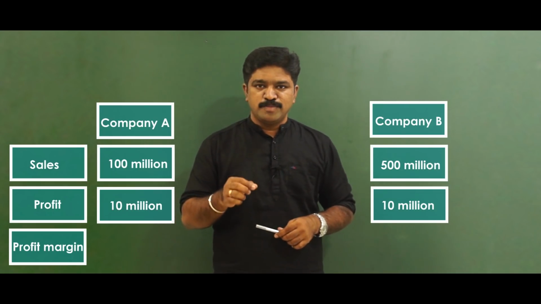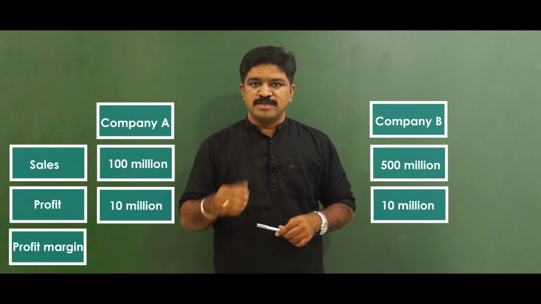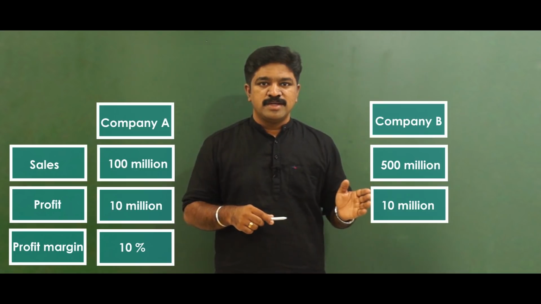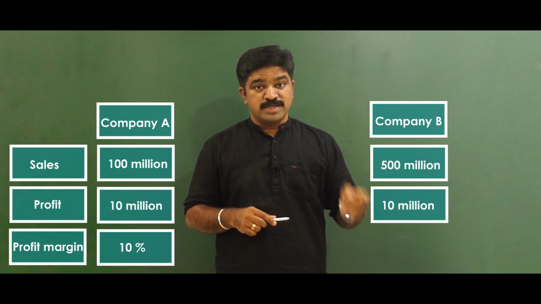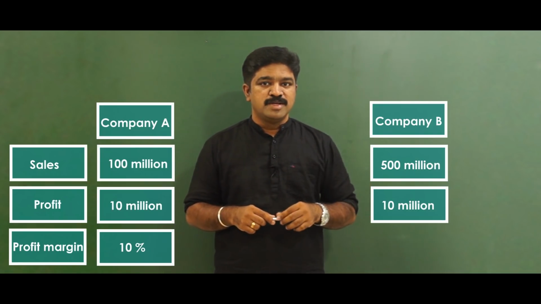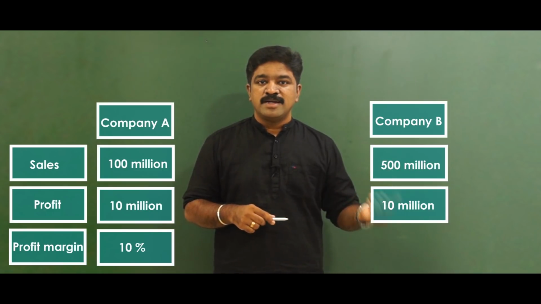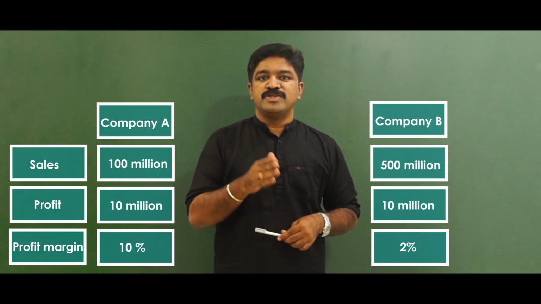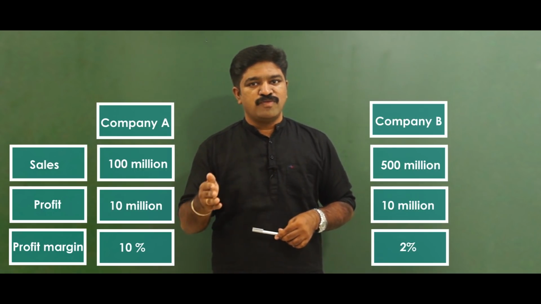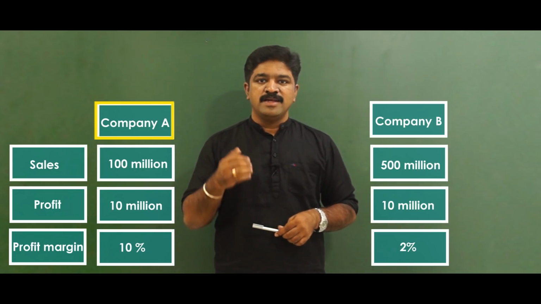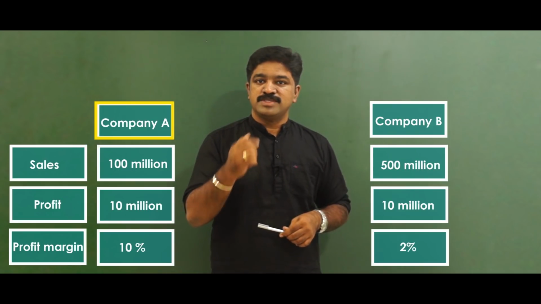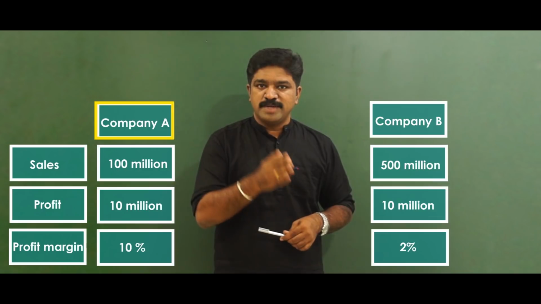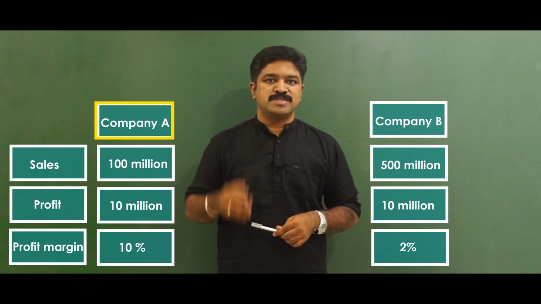So what is profit margin for A? Their sales is 100 million, profit is 10 million, so 10 on 100 it is 10%. And if you look at B, there is profit of 10 million, whereas their sales are 500 million, so it is not even 10%, it is only 2%. So which company would you invest? Obviously, your investment should go for company A, and the deciding factor for you is that number or the percentage, 10%, and you compare the 10% with 2%, and 10% is better.